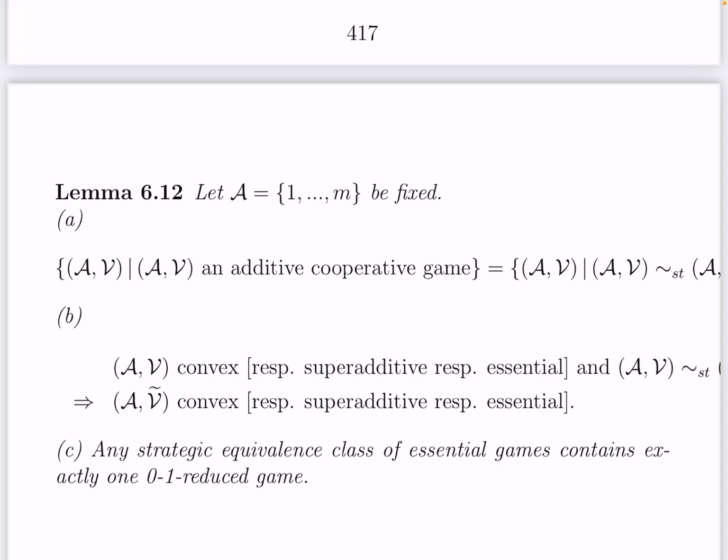Part C: any strategic equivalence class of essential games contains exactly one 0-1 reduced game. So that gives us a normal form, a best representative, for one strategic equivalence class of games.